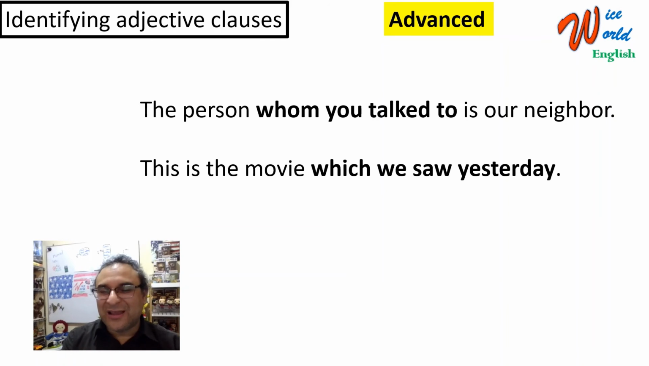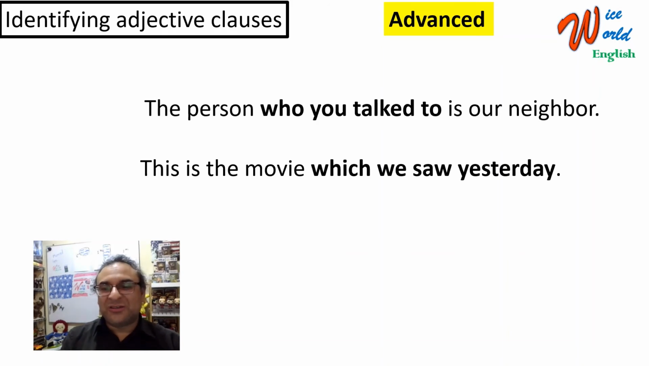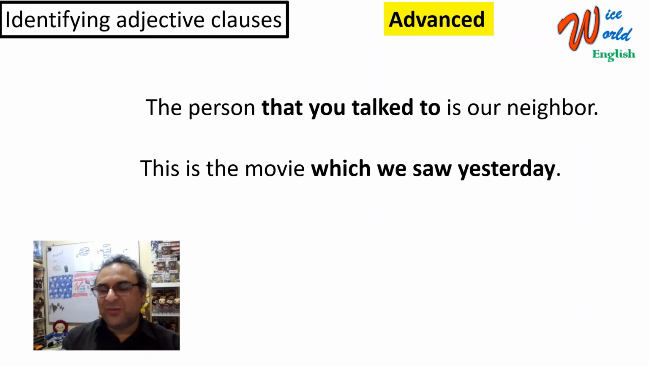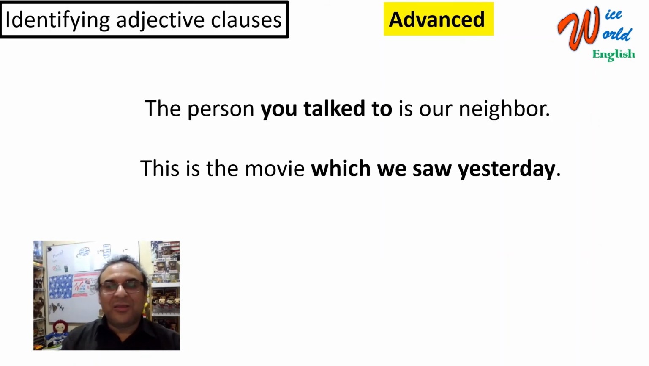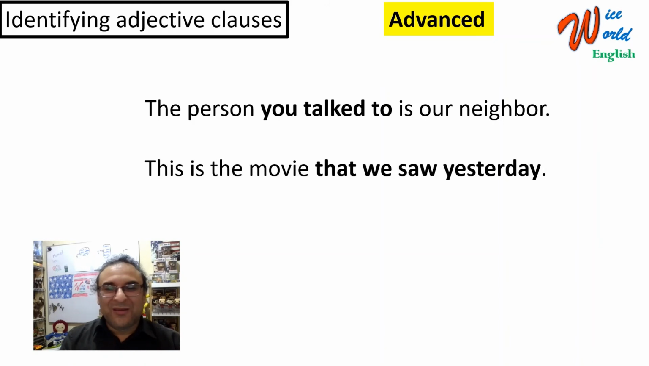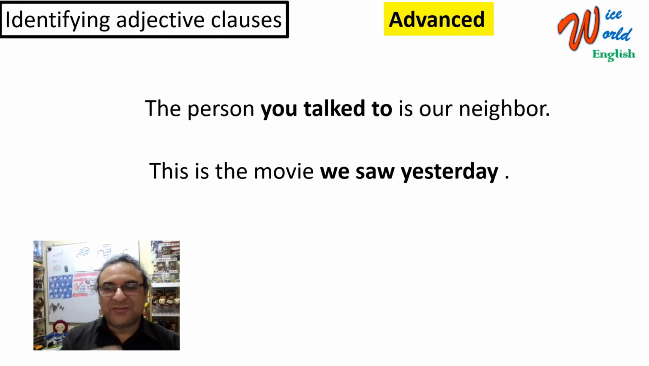Okay, these are the last two sentences. Let's see the first one. "The person who you talk to is our neighbor," or "the person that you talk to is our neighbor," or "the person you talk to is our neighbor." The last one, commonly used in speaking. Okay, let's take a look at the next one. "This is the movie that we saw yesterday," or "this is the movie we saw yesterday." The last one, commonly used in speaking.